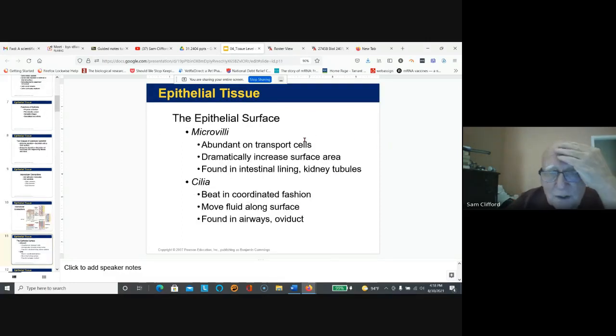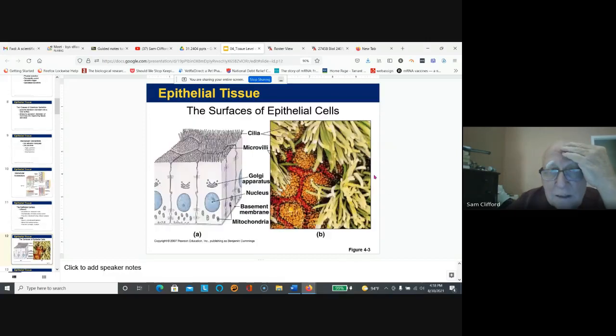So the epithelial surface has microvilli and cilia. These are cilia. These are microvilli. The cilia help move materials around the cells so the cells can absorb the material. The microvilli primarily increase surface area. These cells have tight junctions here, so the cells control what goes in and out. You don't want to have leaky gut syndrome.